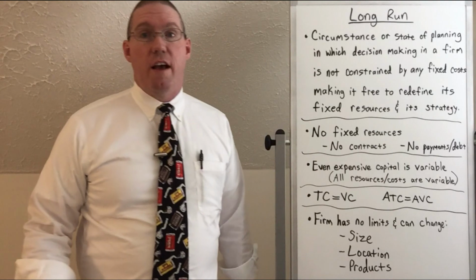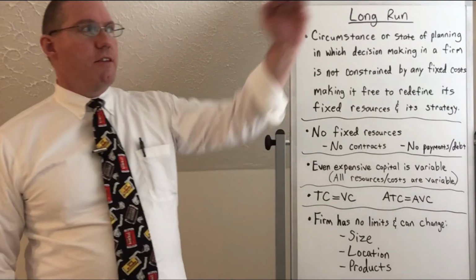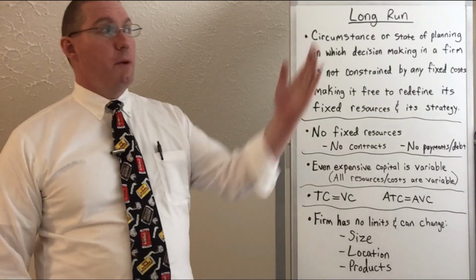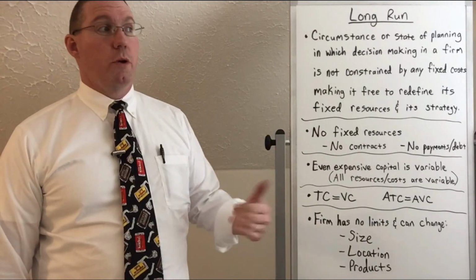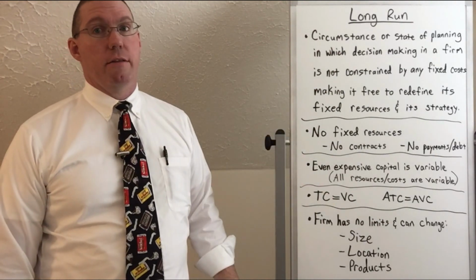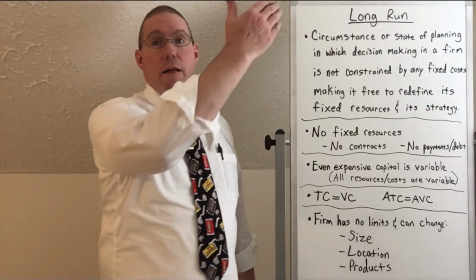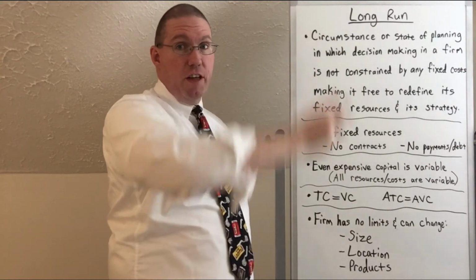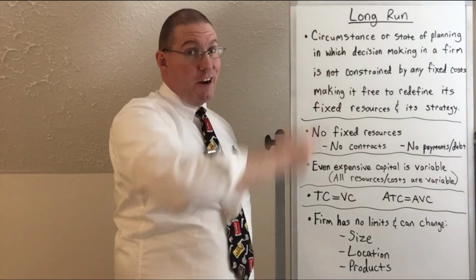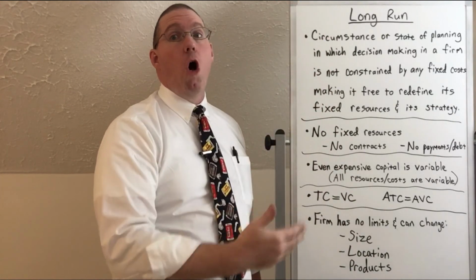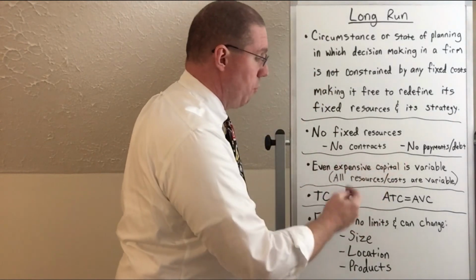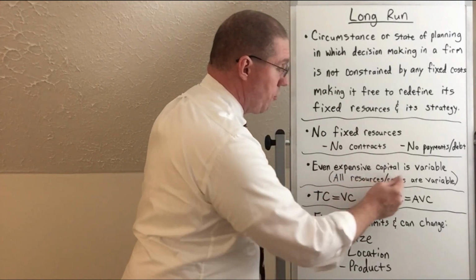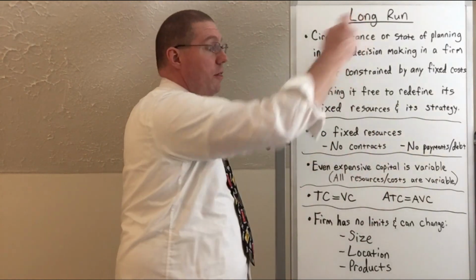We can think to ourselves, hey, what if we had 7 machines? What if we had 8 machines? What if we had 9 machines? So we can have a column where our fixed resources, instead of being in the fixed cost column, are actually in the variable cost column, because all of the resources, even the expensive ones, are variable. All resources and costs are variable in the long run.